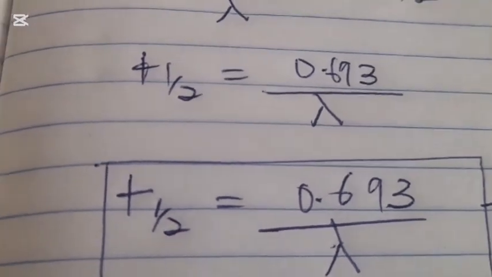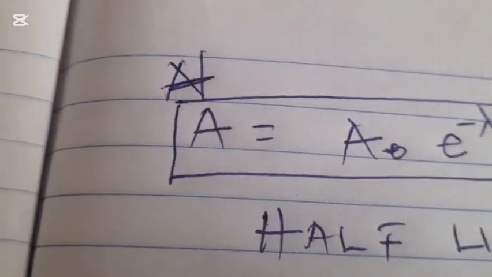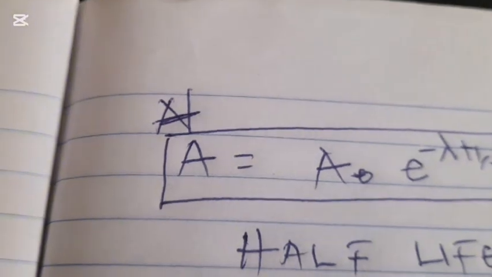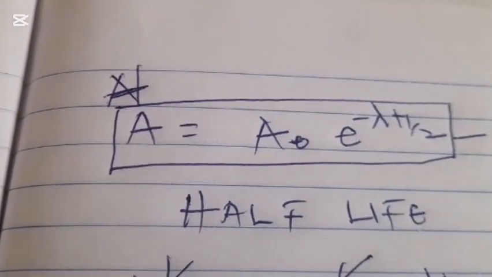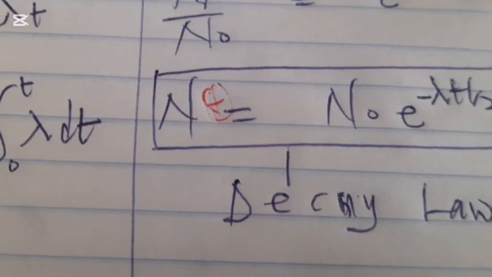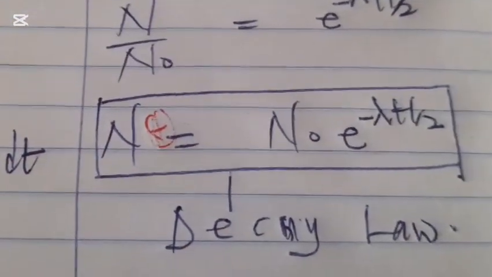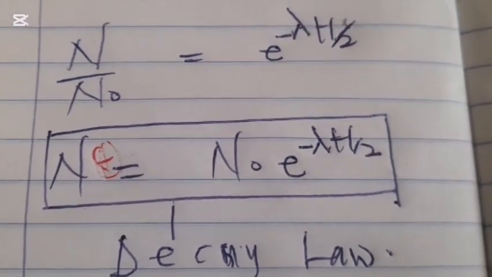So this particular law, you need to know it thoroughly, or the activity law. If you want to know the amount remaining at the end of a certain half-life, then that amount is equal to the initial amount times e exponent minus lambda t half. When those things are given, then you will be fine. So N as a function of time is equal to N naught e exponent minus lambda t half.